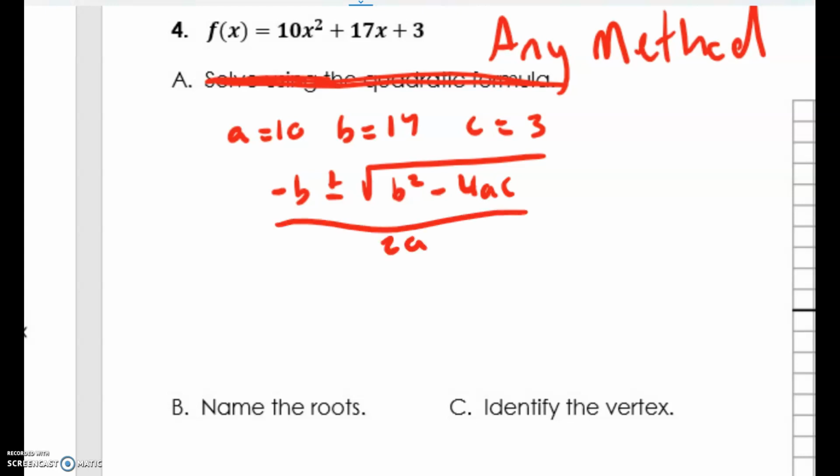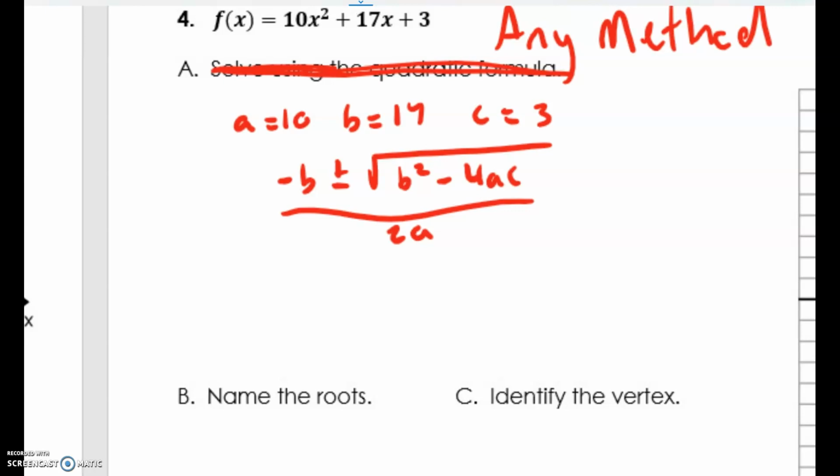Remember, if you come to class next time, you can get extra credit if you can recite the quadratic formula back to me.